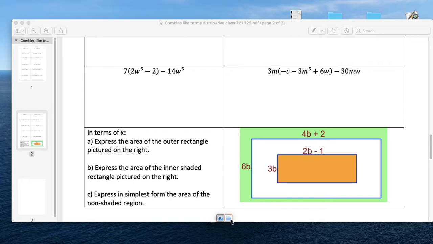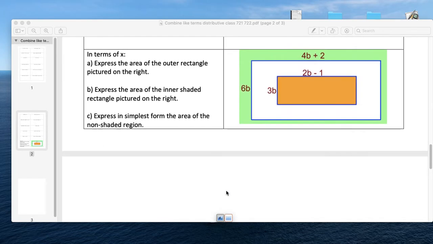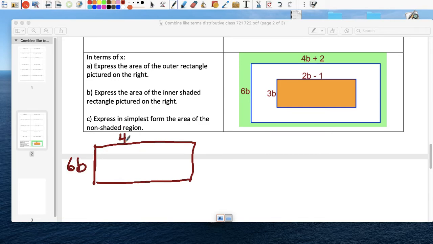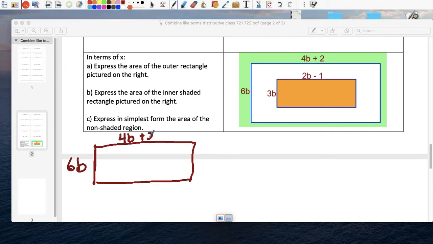Can I scroll down? Okay. Oh, I can. Express the area of the outer rectangle pictured on the right. So if you look at the outer rectangle, the big one, okay? Area is length times width, right? Base times height. So to find the area of this rectangle, we're going to multiply for the area.